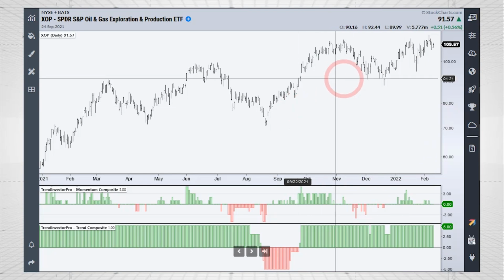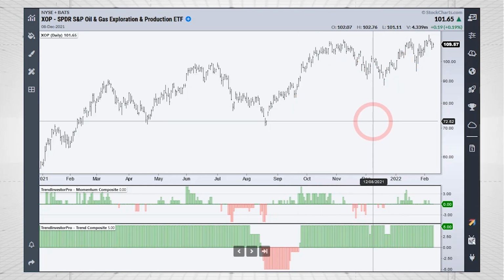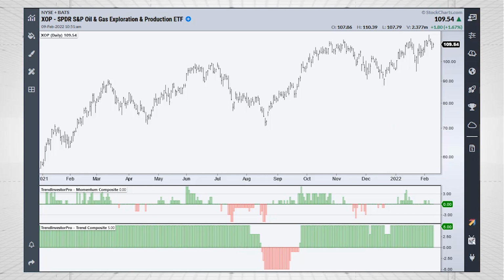So here is XOP, the oil and gas exploration and production ETF. And if we look here, we can see we get oversold there in November, but it continues down. So sometimes you get oversold and you don't get that bounce or reversal. And that's when you've got to look at the chart and look for some sort of a breakout. And so we can see when we became oversold, we kept on declining.